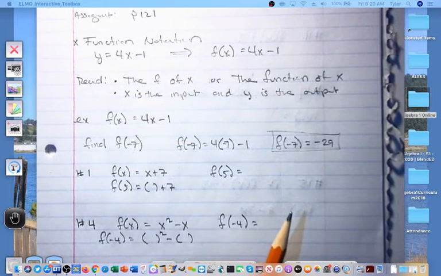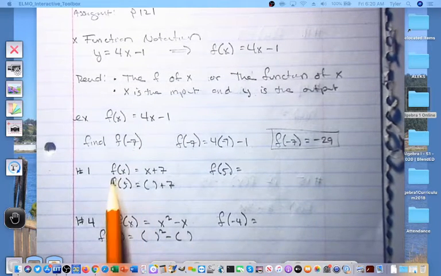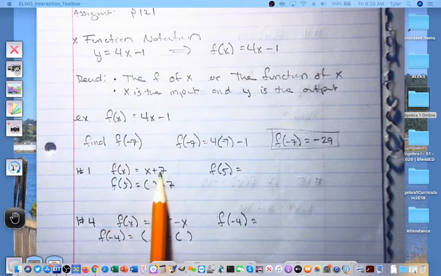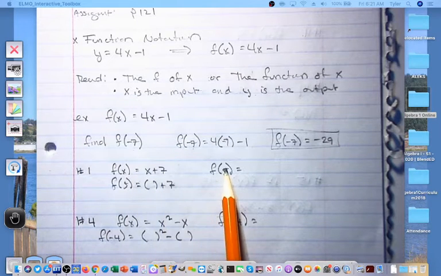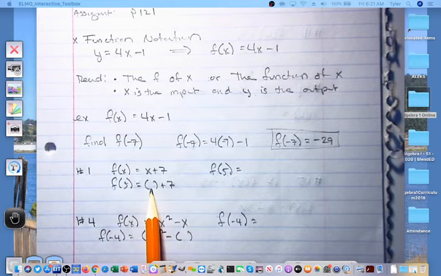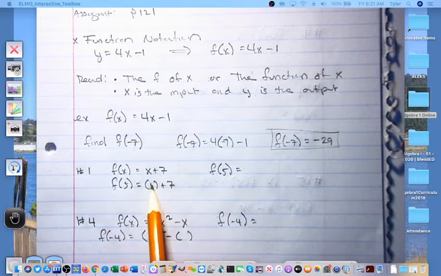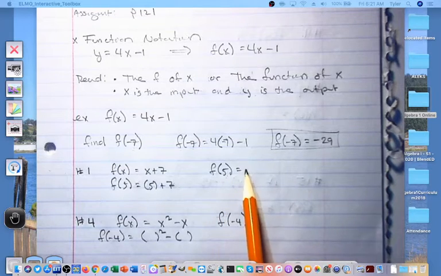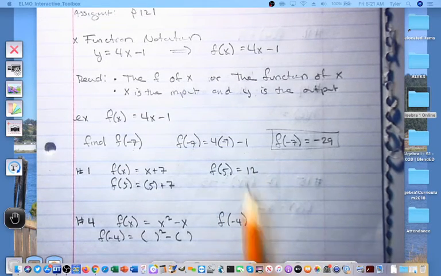Let's do just a couple of these real quick. So here they've given us another function, the f of x is equal to x plus 7. They want us to discover what the f of 5 is. So we have the f of 5 is equal to, and here's where we're going to place our input of 5. And 5 plus 7 is going to mean that the f of 5 is equal to 12. Final answer.